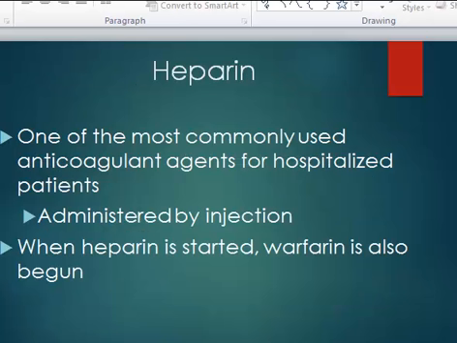Heparin. Heparin is not something that we're going to see in the dental office. It's not used orally, it's only used IV. It's one of the most commonly used anticoagulant agents for a hospitalized patient. They get heparin, and it's administered parenterally. It can't be administered orally. And usually when a patient is in a hospital and they have heparin, they're probably also taking warfarin as well. So those are our drugs that interfere with our clotting factors that are synthesized in our liver.